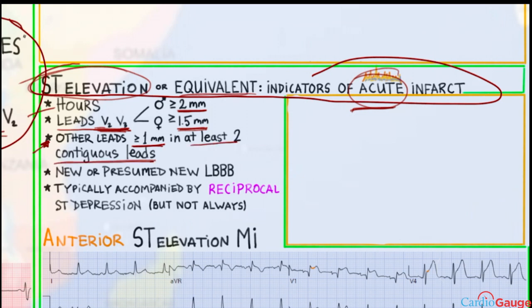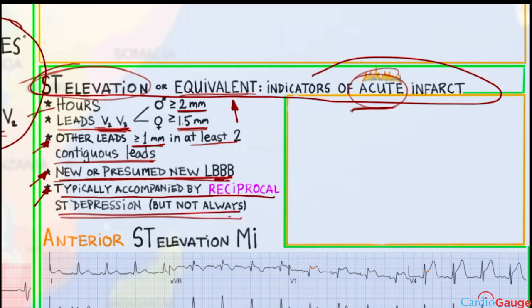Another equivalent to ST elevation is new or presumed new left bundle branch block. So if somebody's got left bundle branch block and you don't know if they had it before and they're having classic chest pain or symptoms of myocardial infarction, then you assume an ST elevation equivalent and assume they're having an acute myocardial infarction. ST changes of acute infarct are typically accompanied by reciprocal ST depression, but not always. So that just means there's ST depression in other leads.